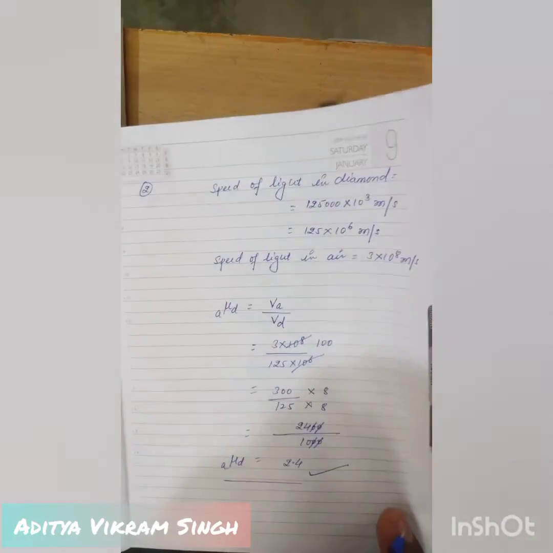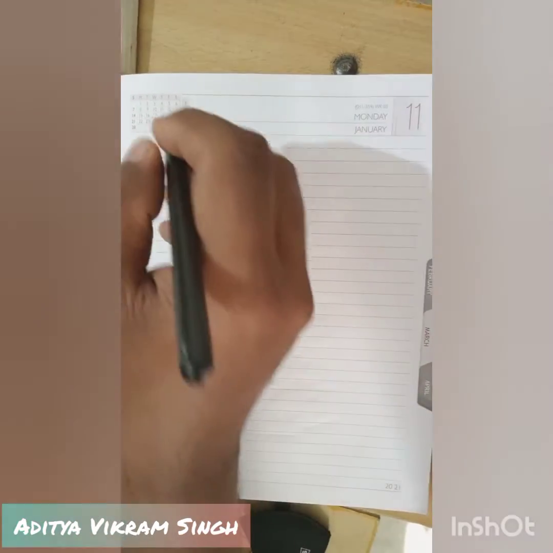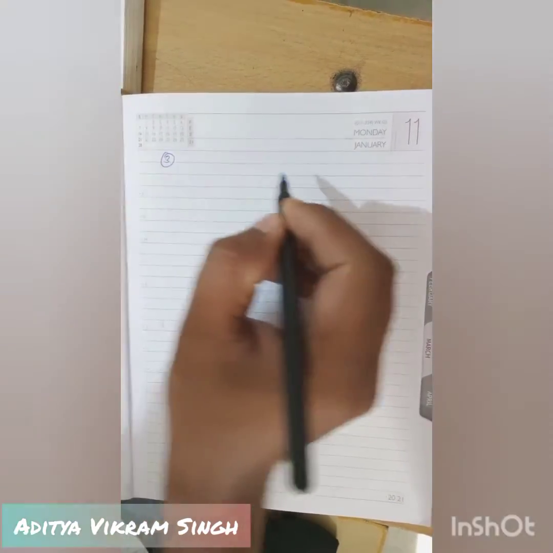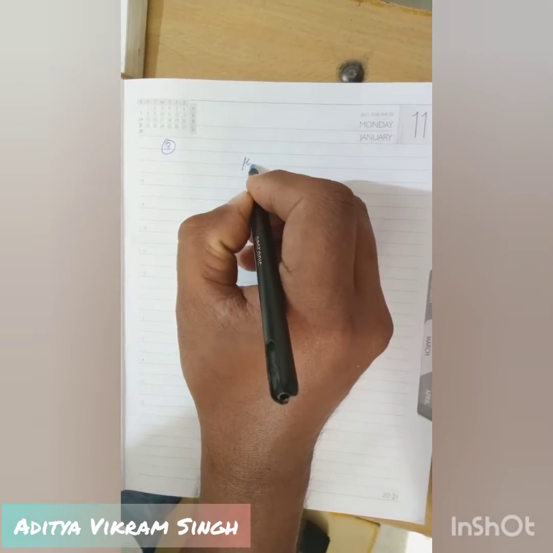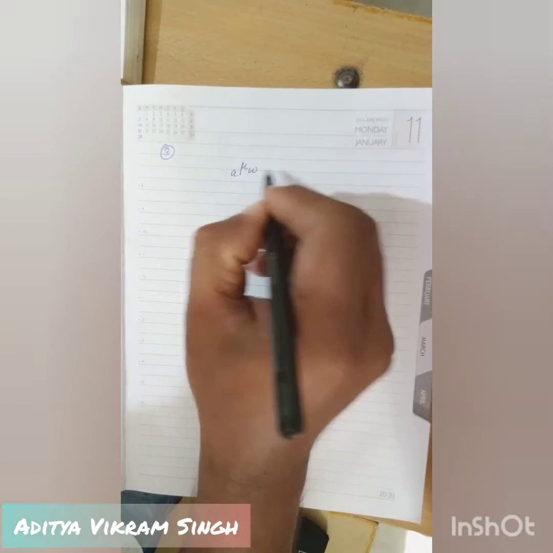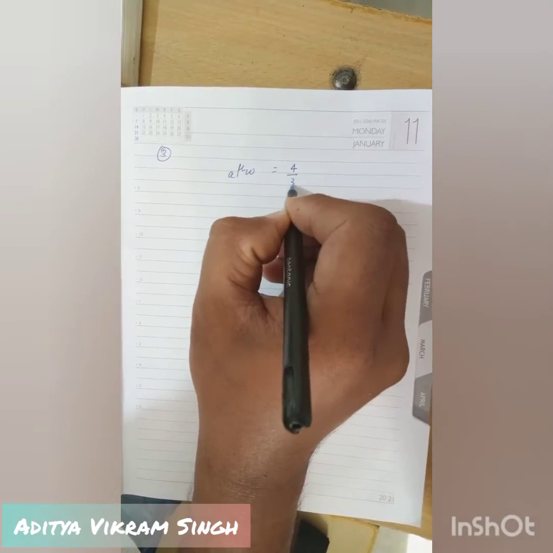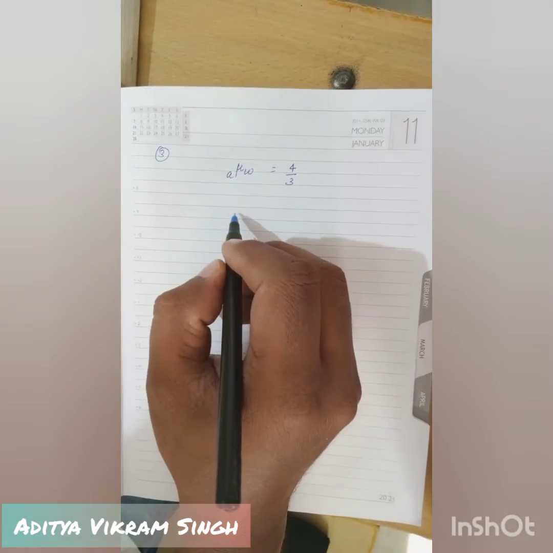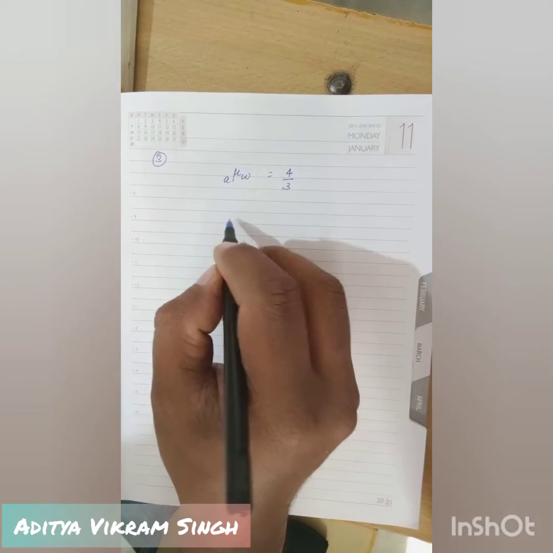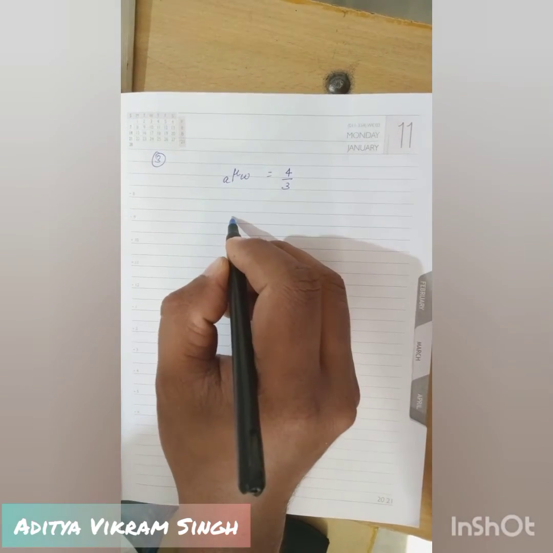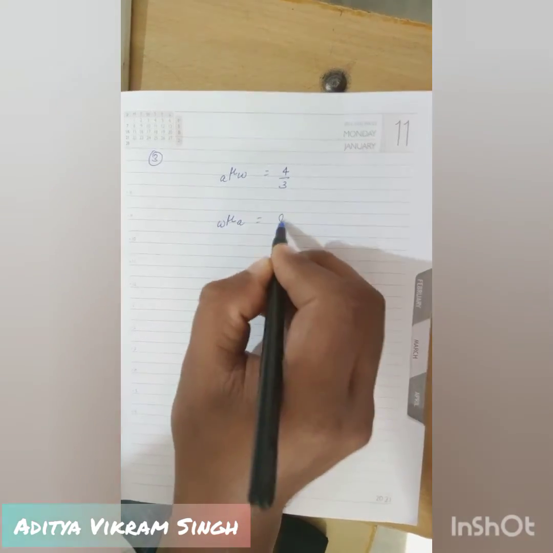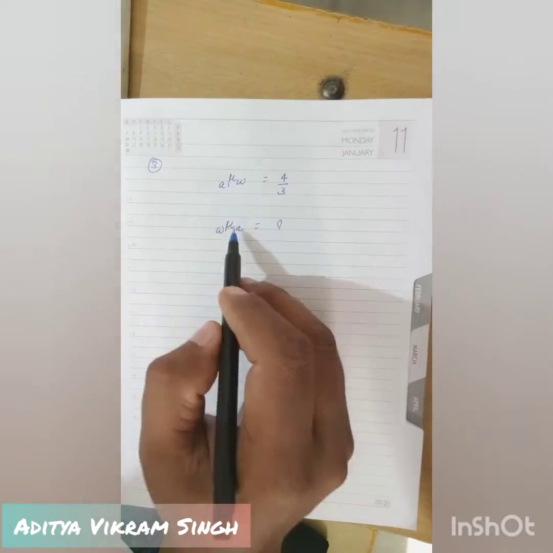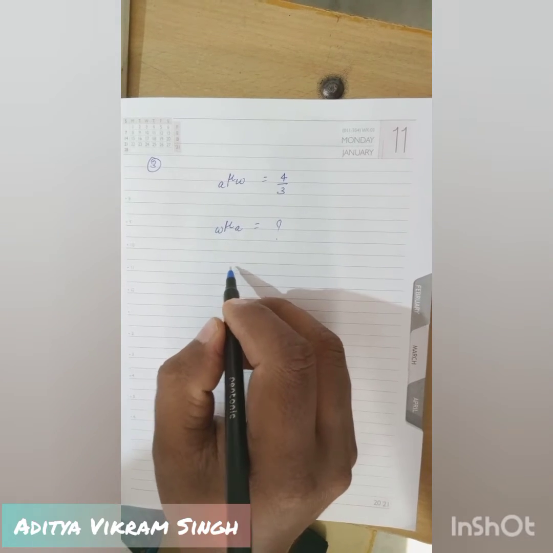This is our refractive index of diamond with respect to air. This is our answer. Now in question number 3, it is mentioned that the refractive index of water with respect to air is given as 4/3. So what we have to find? We have to find the refractive index of air with respect to water. This we have to find, and we know that these two have an inverse relation.